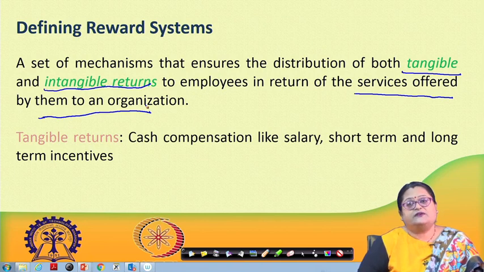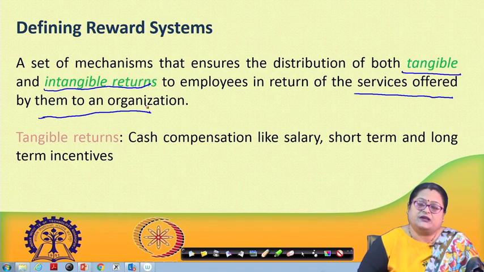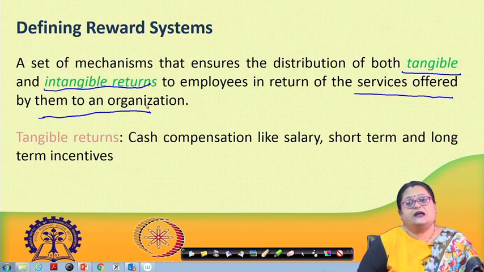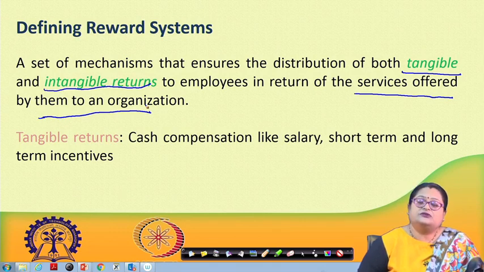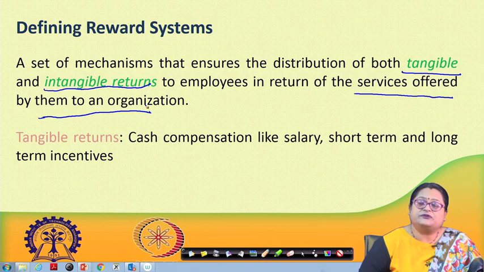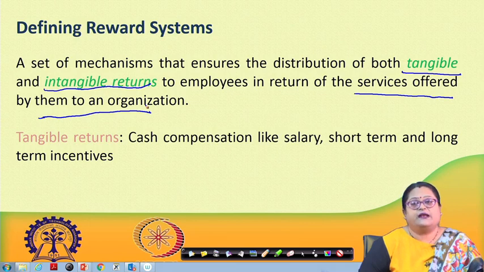So, we can understand it is a system which is based on the operant conditioning mechanism: the employees have to perform first, and based on their performance the rewards are given as a recognition of their performance and also to motivate them to perform better to reach the organizational objectives. Today we are going to discuss the different types of rewards given by the organization, and we have classified them under the heading of tangible returns and intangible returns.